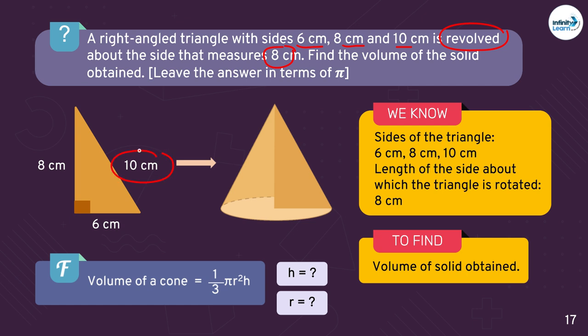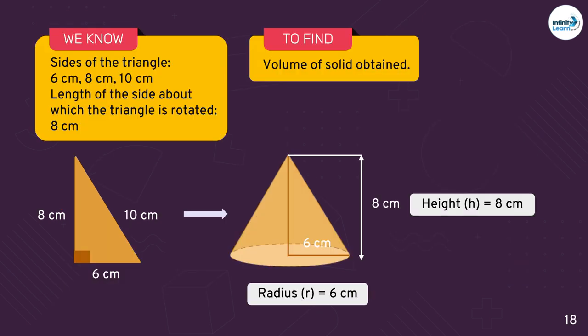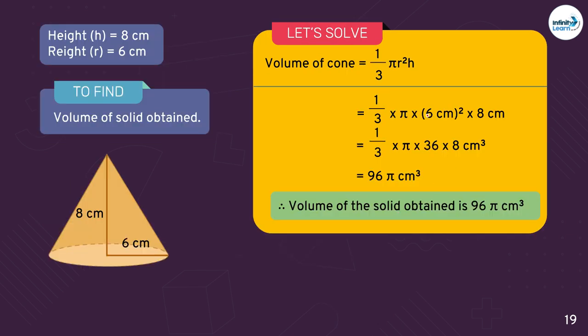Longest side will always be the hypotenuse. Remaining 6 will act as the base. So we have to find out the volume. Radius is 6, height is 8. Formula of volume is 1 by 3 pi r square h. So 1 by 3 pi 6 square into 8, 96 pi centimeter cube.